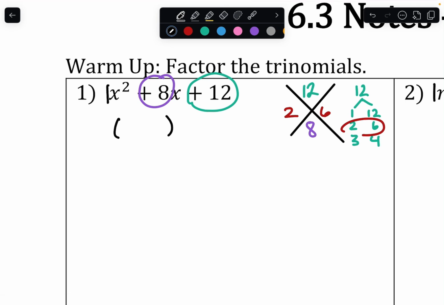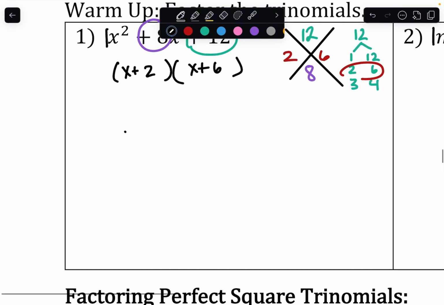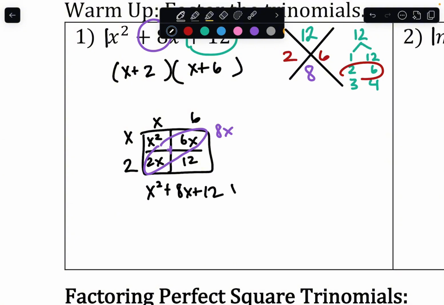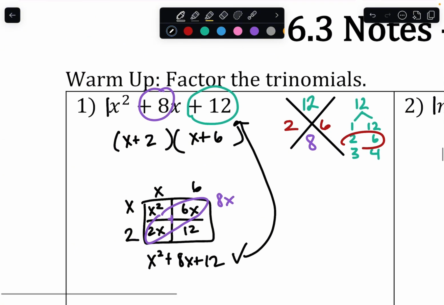Okay, and so 2 and 6 multiply to 12, but add to 8. And so this quadratic factors to x plus 2 and x plus 6. To check your work, you can multiply that out. X plus 2 times x plus 6. And you would get x squared, 6x, 2x, 12. And then when you combine your like terms, you're kind of seeing those magic numbers. 2x plus 6x is the 8x. And so that gives us x squared plus 8x plus 12, which was our original quadratic. And so we know these are the correct factors.